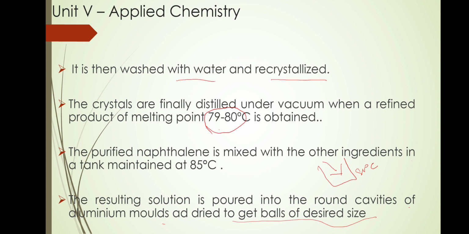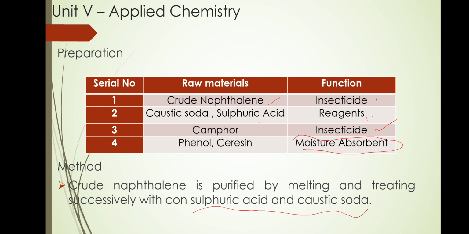So that is naphthalene mothballs. It is used to prevent damage to clothes or other articles when we store them in a cupboard or briefcase. It is mainly made of naphthalene. The ingredients used are naphthalene, caustic soda, sulfuric acid, camphor, phenol, and cerasine. Naphthalene is the insecticide. Caustic soda and sulfuric acid are for purification. Camphor is another insecticide. Phenol is moisture absorbent.